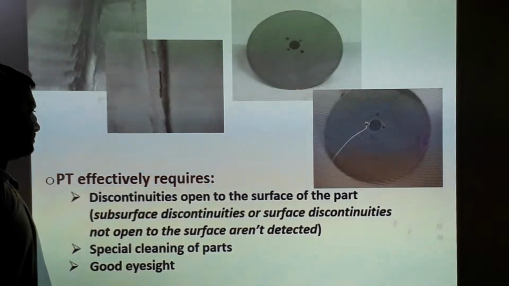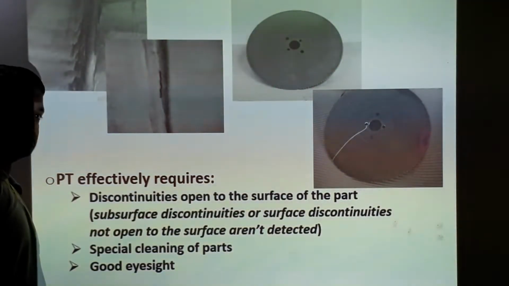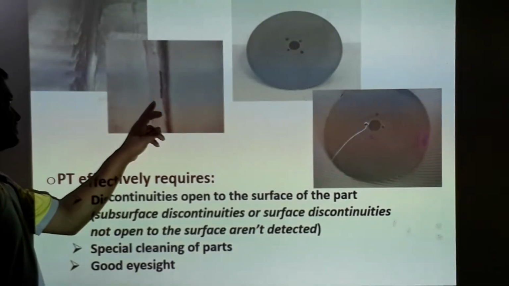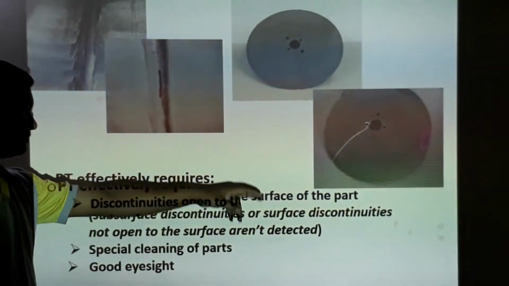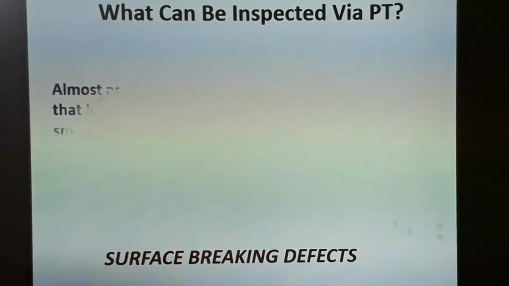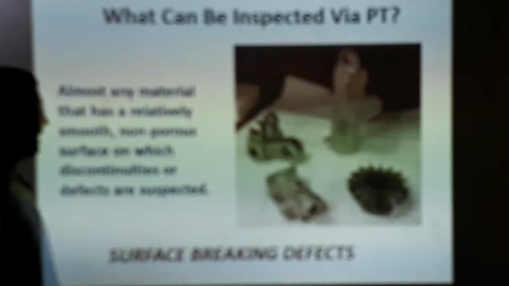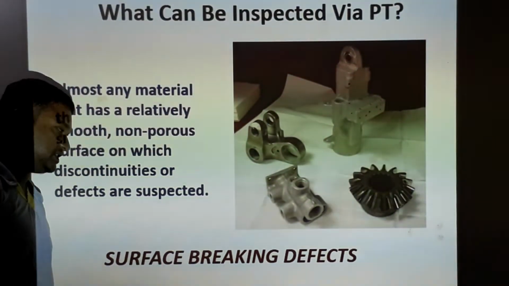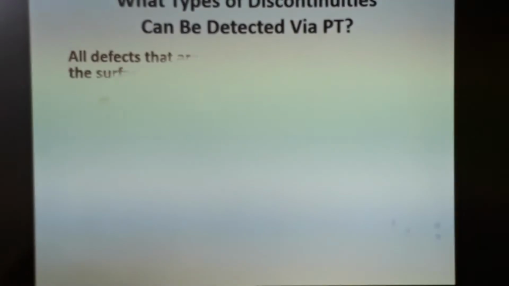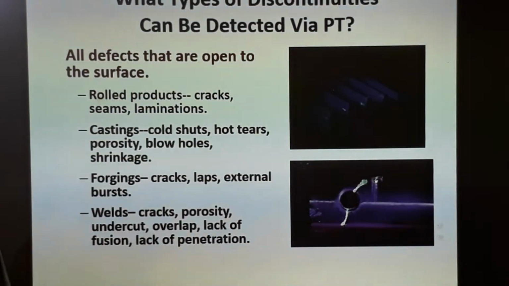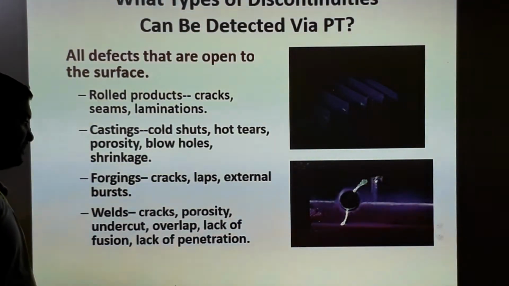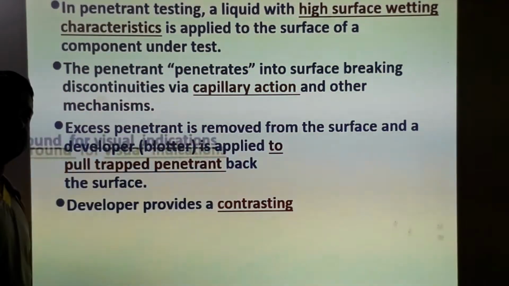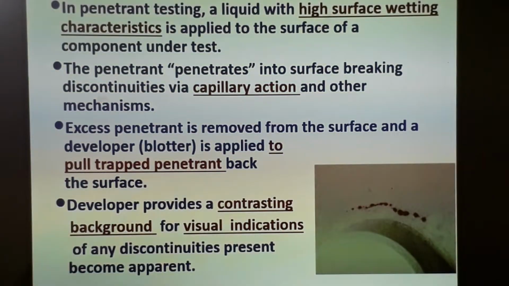Third is the indications from different processes. It is the visible dye penetrant and this is the fluorescent penetrant. Now, what are the limitations? What can be inspected via PT and what cannot be inspected via PT? And what are the typical defects that can be inspected via PT? Now, today we will be exclusively discussing the principles of penetrant testing. What is the principle of penetrant testing?